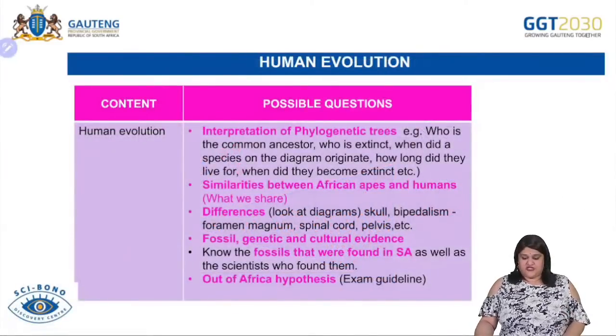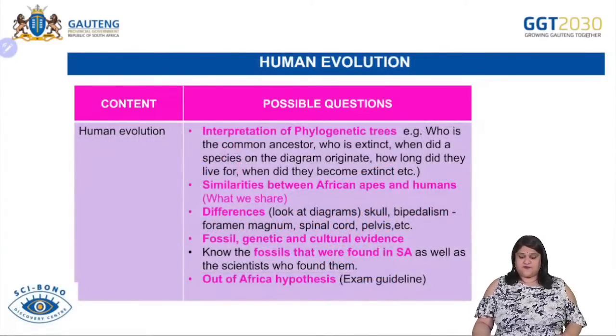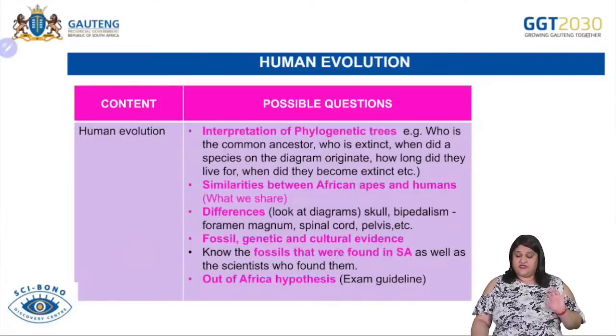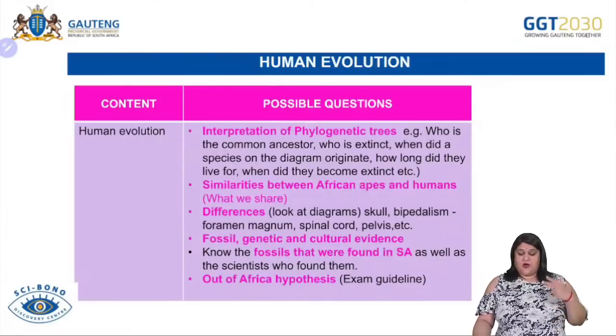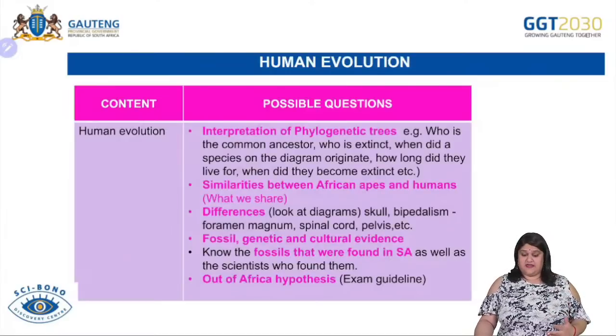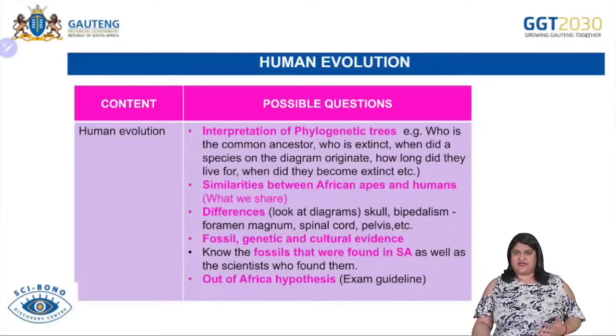Right, human evolution. Possible questions for human evolution: you must know how to interpret a phylogenetic tree. Very important. When you are doing the phylogenetic tree, you need to identify who is the common ancestor, who is extinct, when did the species on the diagram originate, how long did they live for, and when did they become extinct. We're going to go through an example.